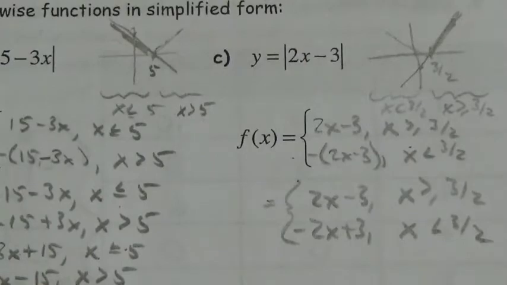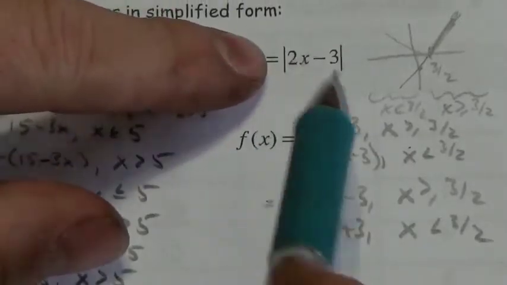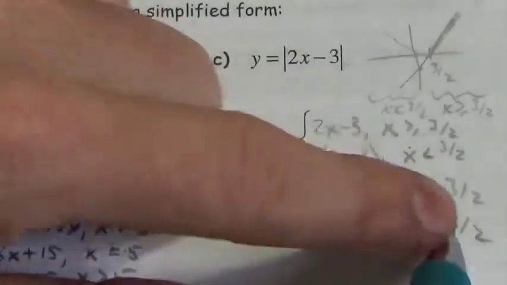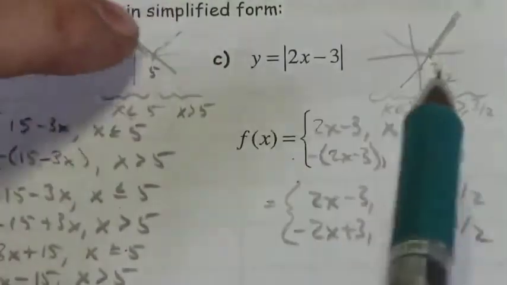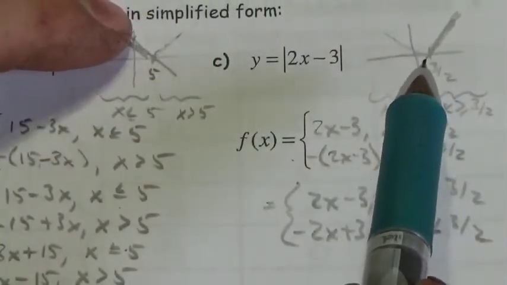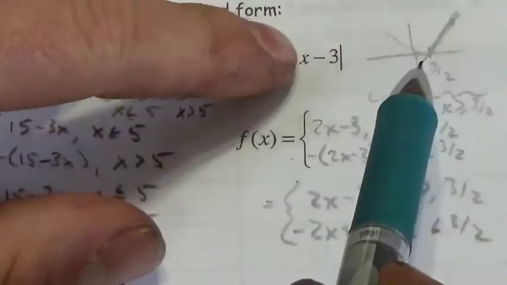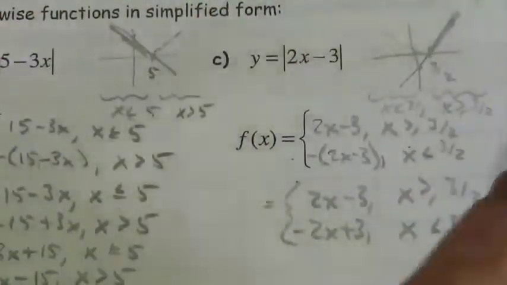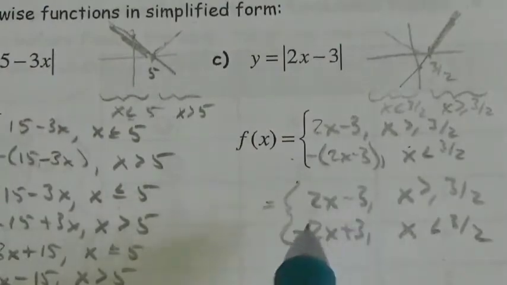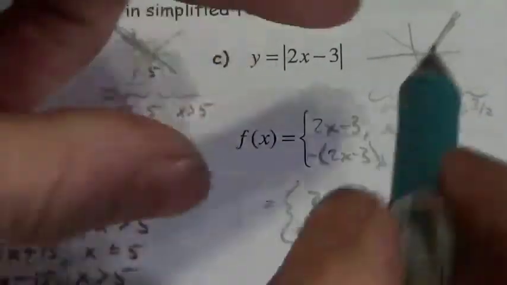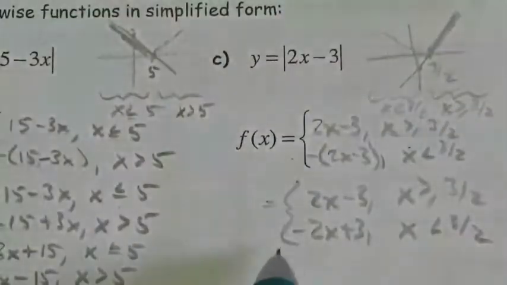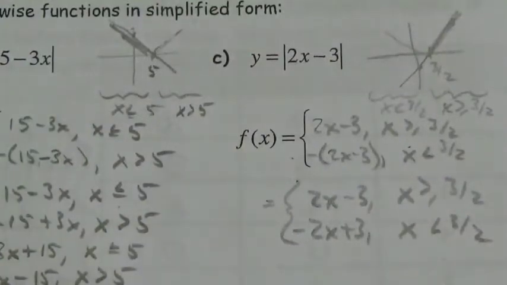Now, to summarize what's going on here, notice that my intervals always break. We're always separating at the x-intercepts. It's always one side or the other. Okay? If the original function is positive, then the absolute value does nothing to it in that interval. If it's negative, if the original function drops below, we simply put a negative in front and then multiply it through. That's it. That's all we're doing.